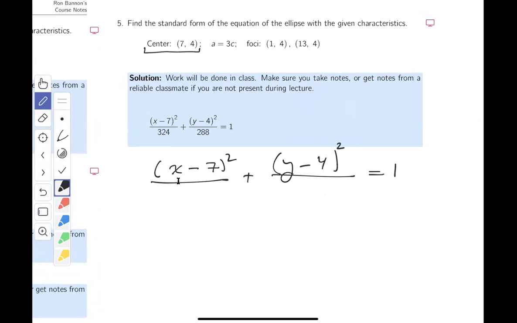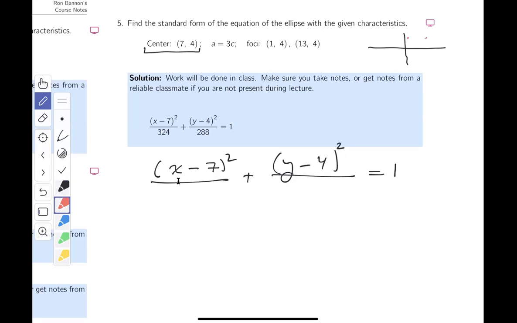I'm still going to draw my picture. And why do you draw a picture? I'm going to see if I can understand what this thing's going to look like. And it says that the foci are at (1, 4), maybe over here somewhere, and then (13, 4) over here.